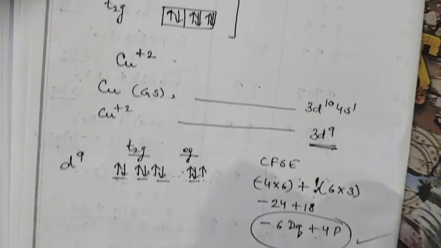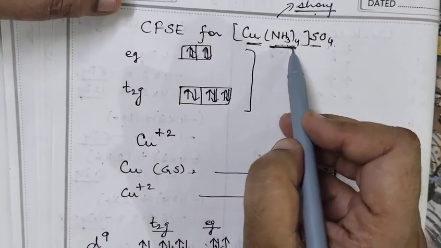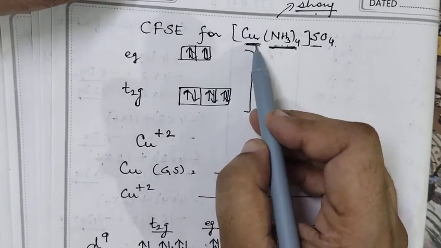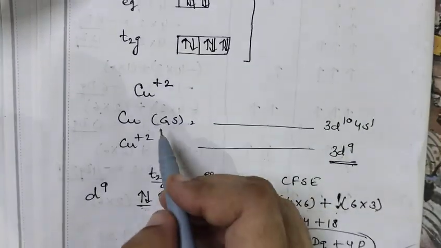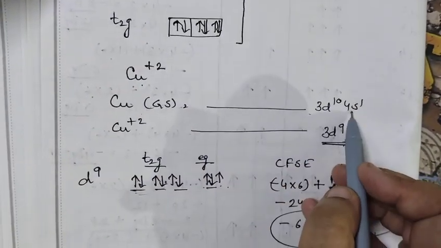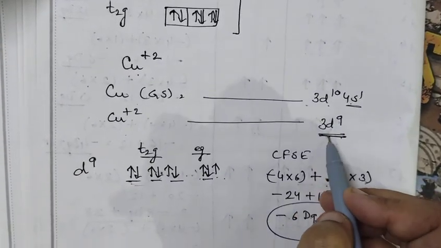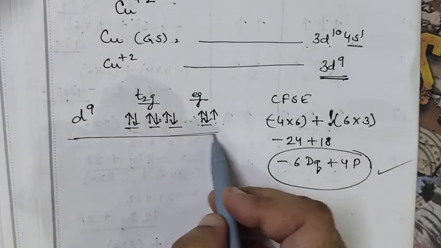This way questions are given, strong or weak. You should know whether the ligand is strong or weak. Then find out the configuration of the central metal. Then the oxidation state of copper here was +2. So +2 means from 3D10 4s1 we removed 2 more electrons, so one went from here and one from this. So 3D9, and keeping the strong ligand in mind, we did the filling.